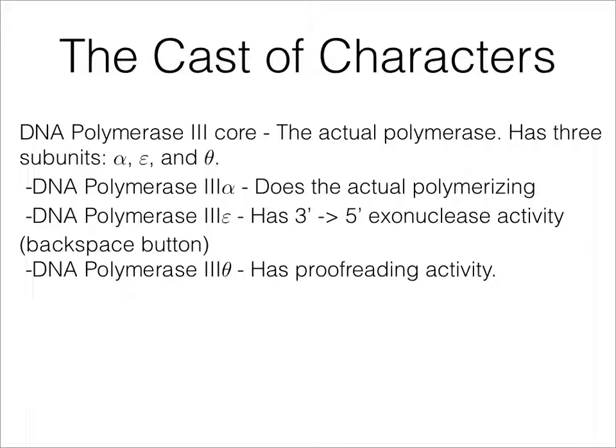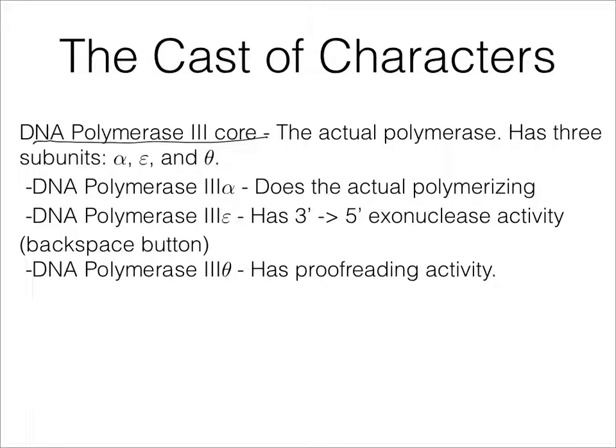Okay, then we've got the big guy. This is the DNA polymerase core. And technically, it is the DNA polymerase 3 core. In bacteria, DNA polymerase 3 is the main DNA polymerase. Why isn't DNA polymerase 1 the main polymerase, I hear you ask? Because it wasn't the first one discovered. They were named in the order that they were discovered, not in the order in which they're important. DNA polymerase 3 is the main polymerase. 1 and 2 exist and do other stuff.